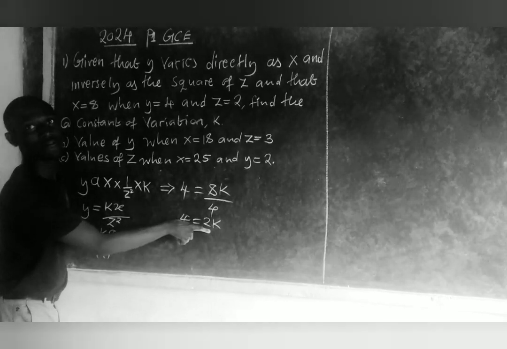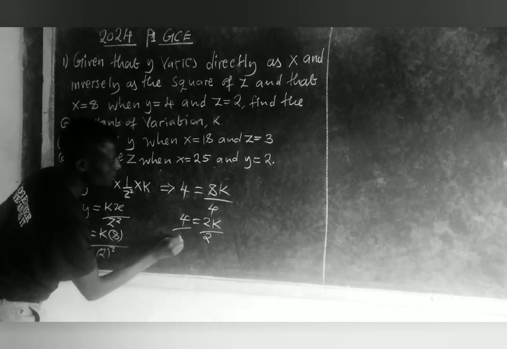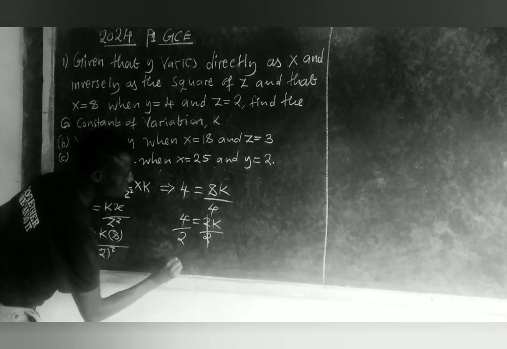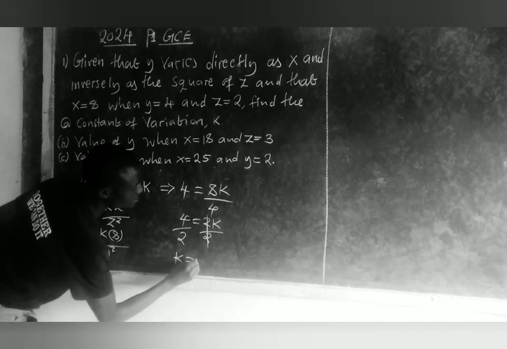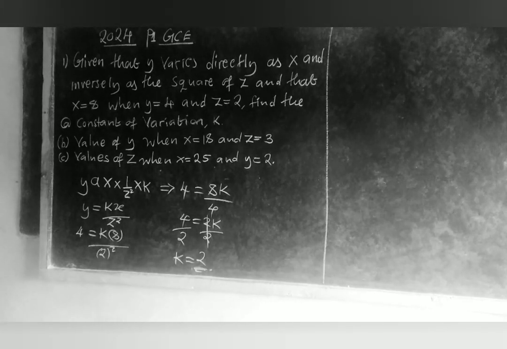We are told to find the value of k. We just have to divide throughout by 2, hence we remain with k as 2. So this is the value for k as the constant of variation.